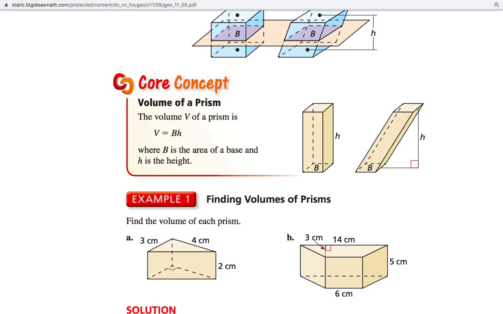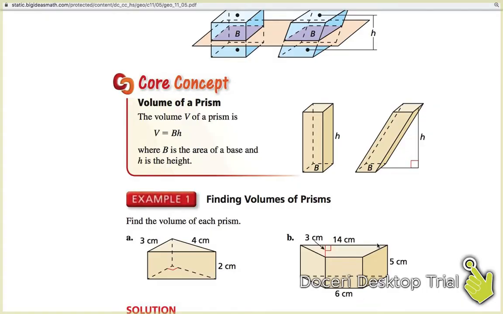Here you've got a trapezoid. You've got 14 for the long side, 6 for the short base of the trapezoid. And if you recall, area of a trapezoid is the average of the bases times the height. So for this problem, we would take the average of 14 and 6, which is 10, and then times the height, which is 3. So that would give me a base area of 30. That's the area of the base, and then we have to times it by the height of the prism. So then that would be 150.